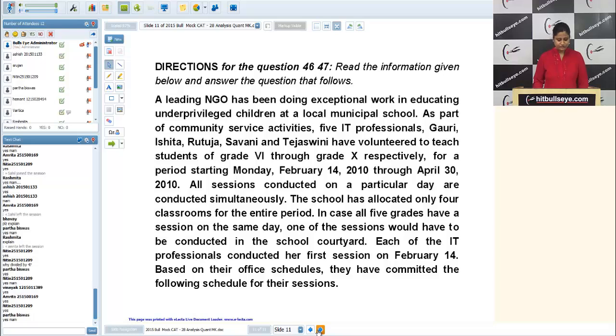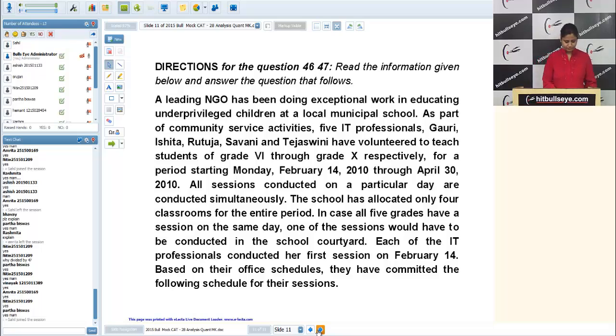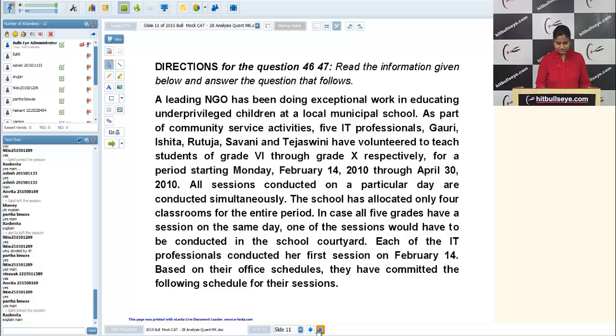Question number 46 and 47. That was a difficult set. I'm not saying that conceptually this is difficult, but again, huge data. We have to write everything. Yes, any problem in this question? Yes, Rashmita.